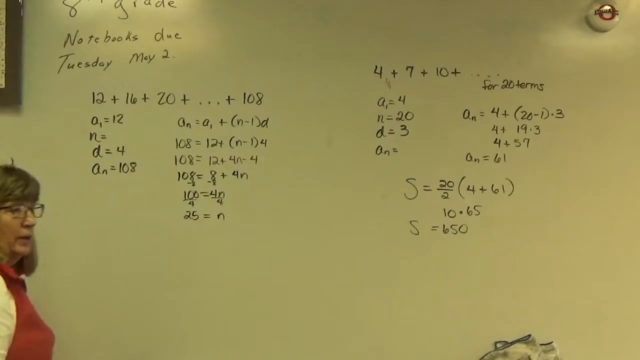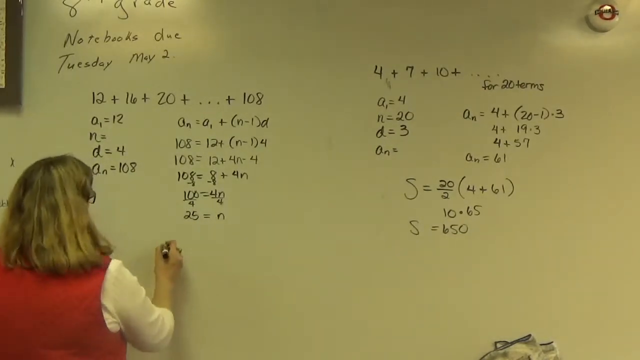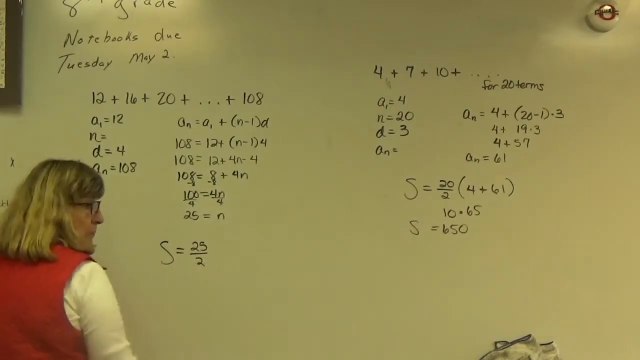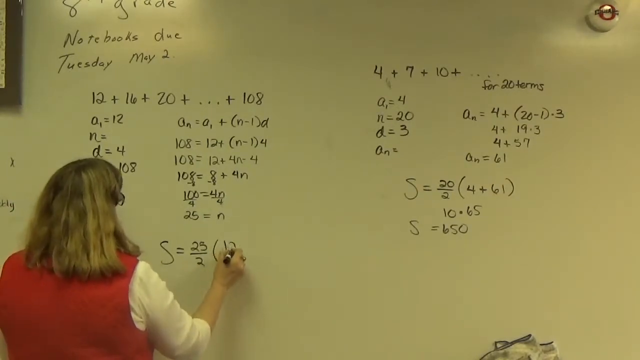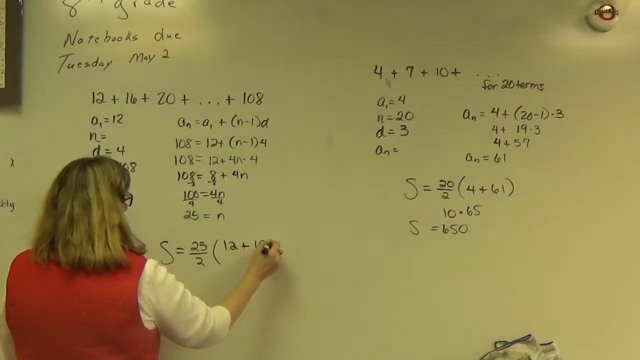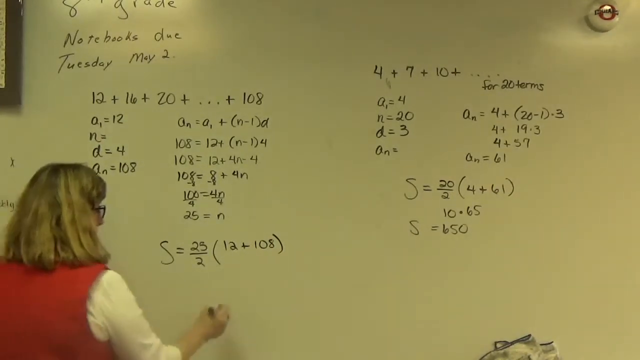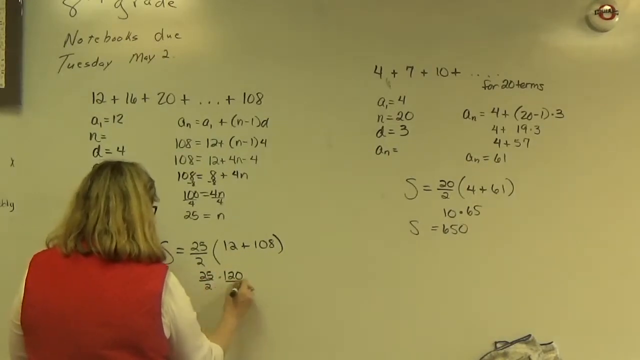So now can we find the sum? What do we have to know in order to find the sum? The number of terms, and it's always divided by 2. The first term is 12. The last term is 108. What's 12 plus 108? 120. 120 times 25 halves.